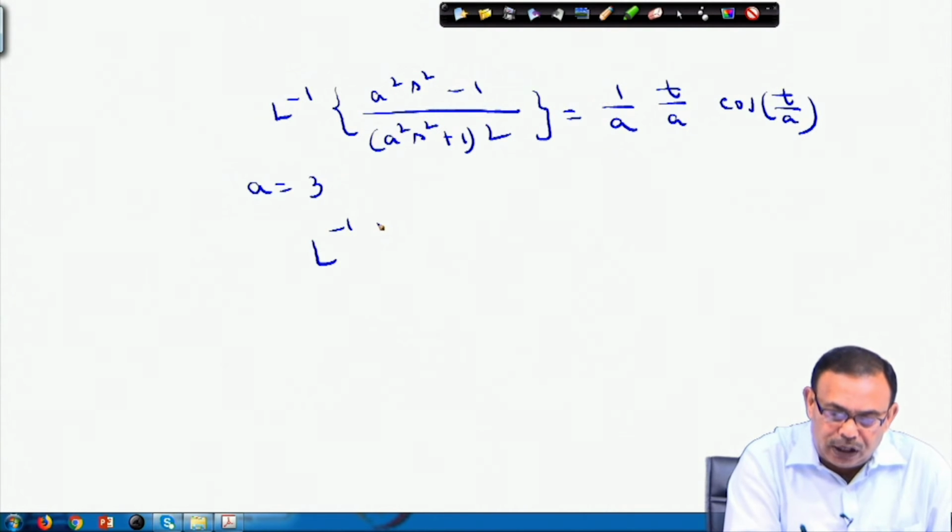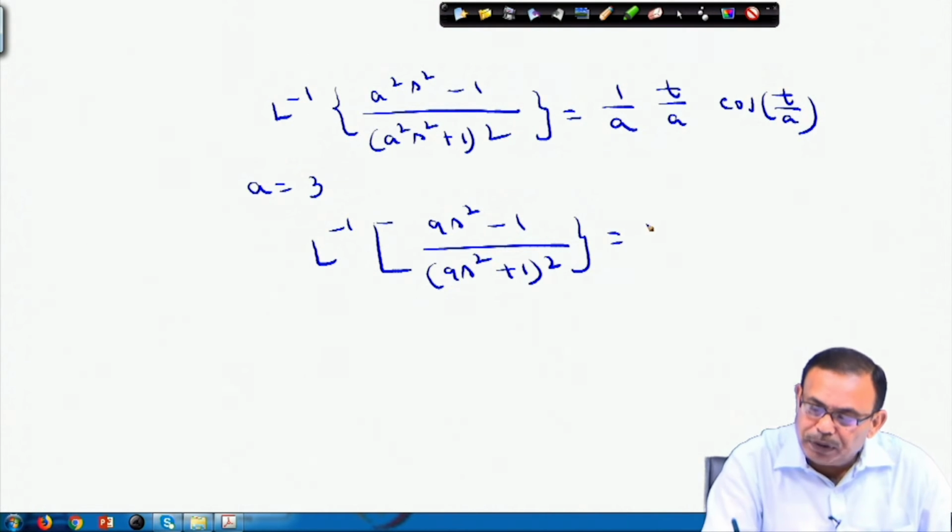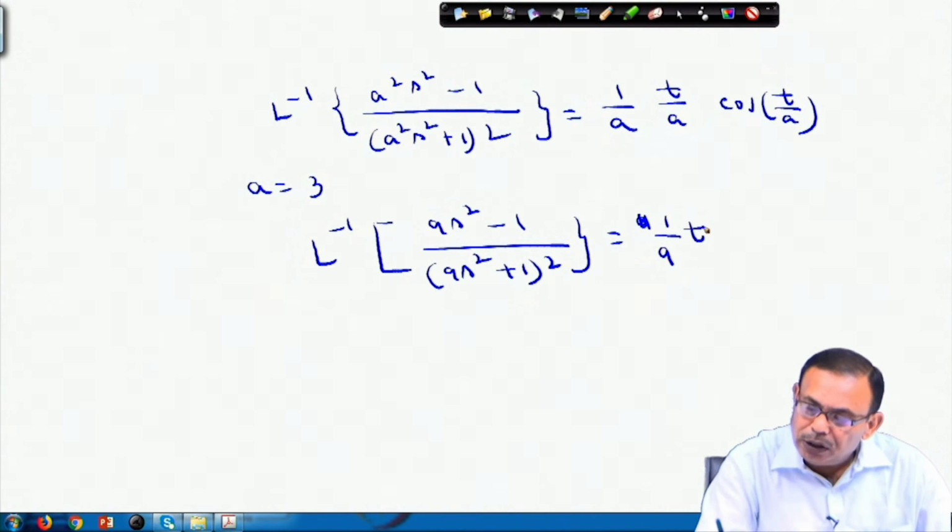So, that you will get Laplace inverse of (9 s square minus 1) by (9 s square plus 1) whole square, and here it becomes 1 by 3 into t by 3 into cos of t by 3.